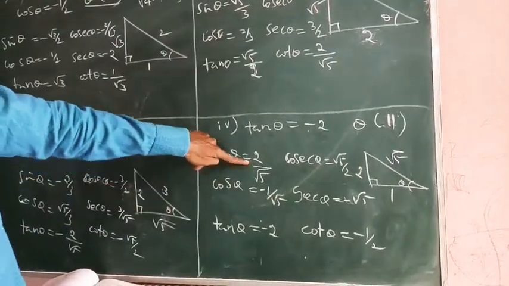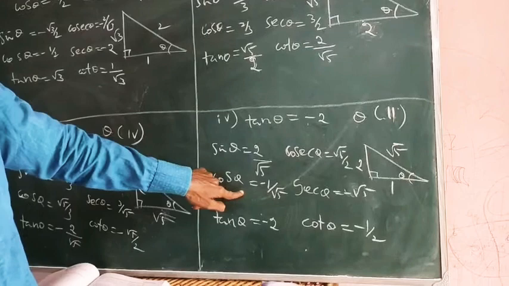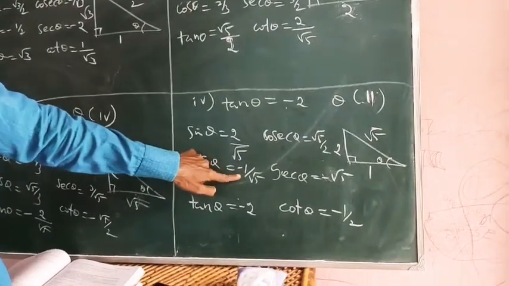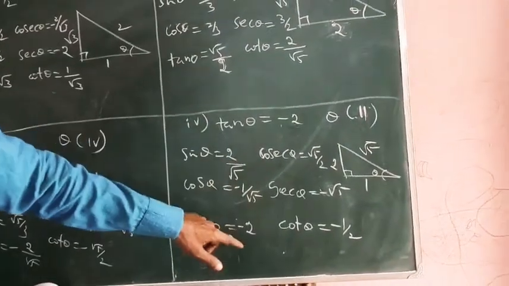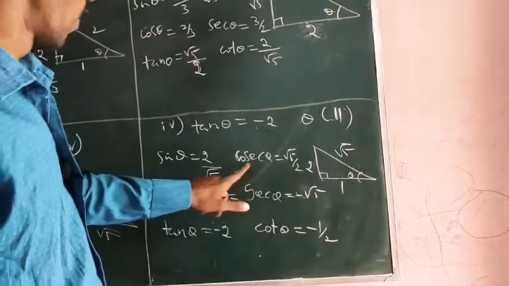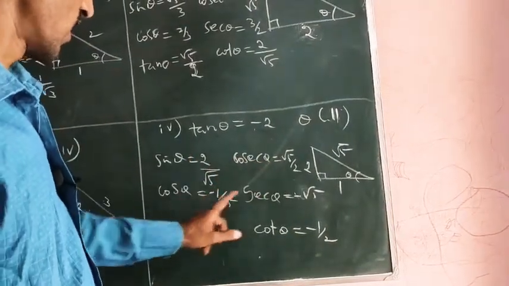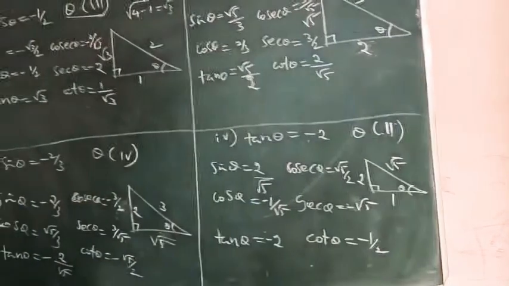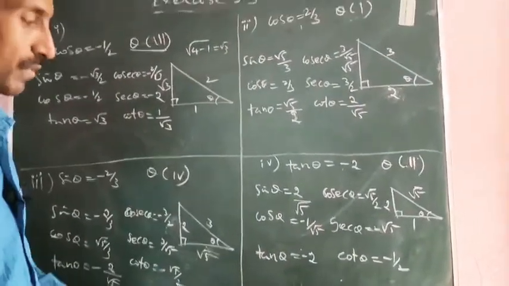So sin theta is 2 by root 5. Cos theta is negative, so minus 1 by root 5. Tan is already given. Cot means the reciprocal. Cosecant is the reciprocal of sine, secant the reciprocal of cos. Similarly, you can solve the fifth subdivision.